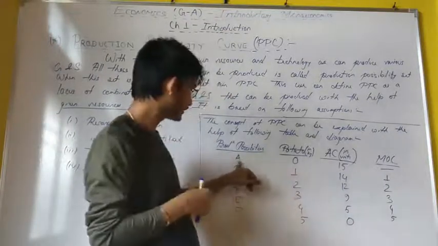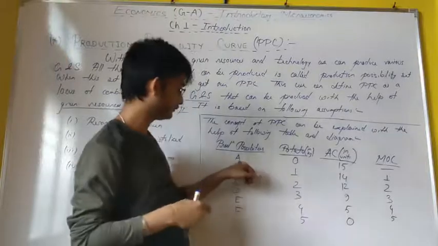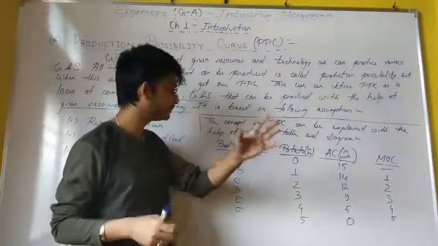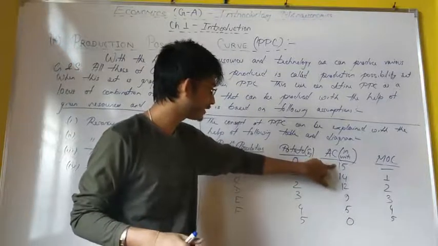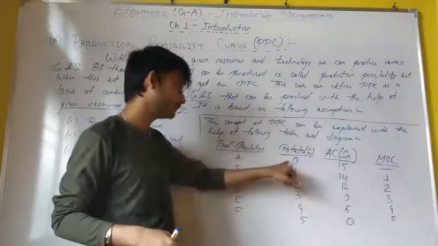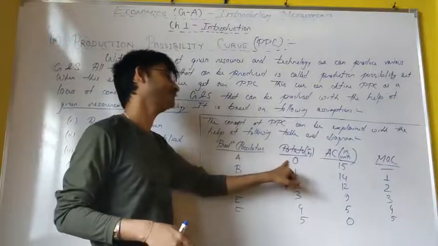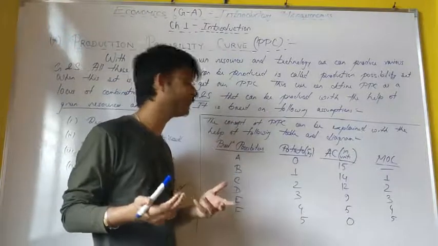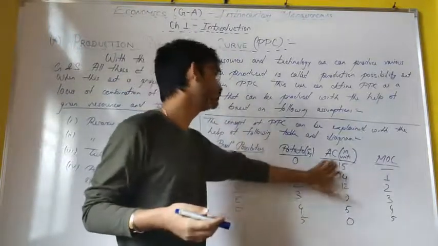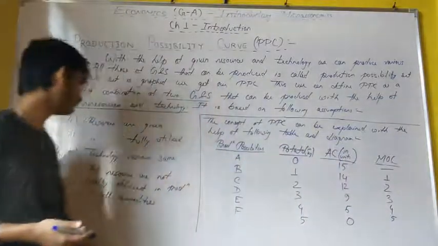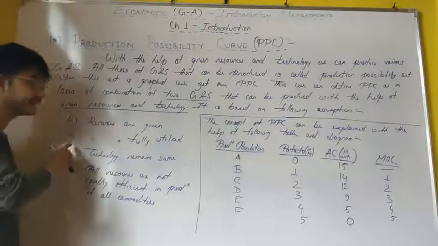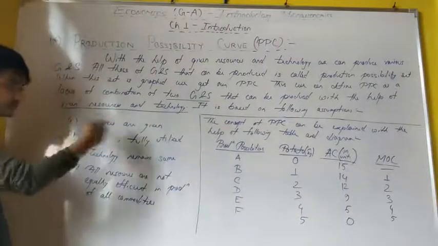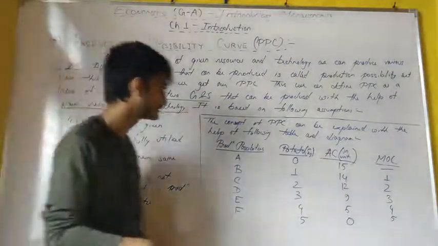If we choose the production possibility 1, the first combination, A combination, that means all of the resources have gone under AC production and hence no potato was produced, because of the simple fact that all the resources are fully utilized in the production of AC. So this is relating to our second assumption, that all the resources are totally utilized.